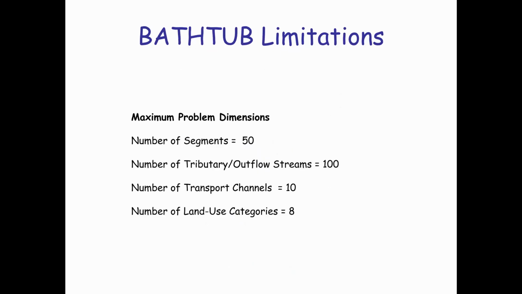Some of the limitations of Bathtub are shown here. Certainly these would not be limitations on anything that we do, because the dimensions that are allowed here are quite generous. So number of segments is 50, number of tributary or outflow streams is 100. Number of transport channels, those would be channels between different segments, is equal to 10. And the number of land use categories that you can use in the case where you use the model to calculate runoff and nutrient loads rather than using monitoring data, there, the number of different land use categories that can be characterized is 8.